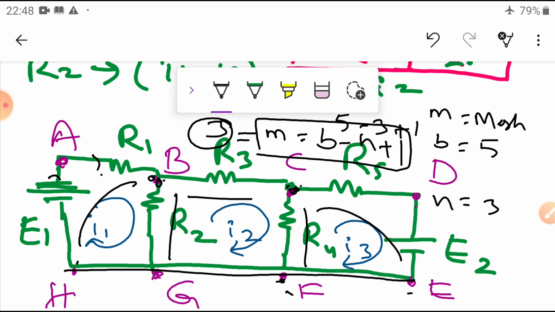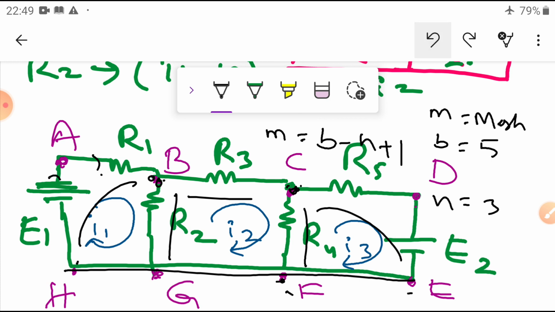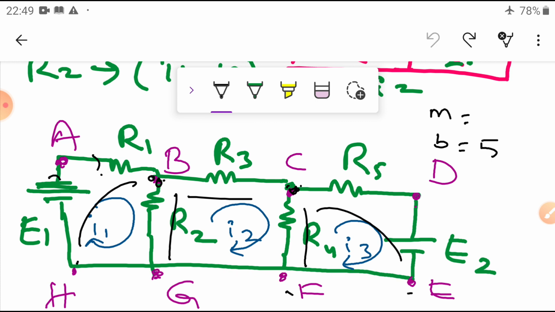So the mesh currents are I1, I2, I3. Similarly, for each circuit you find the branch currents. Find the number of meshes in a given circuit, and find the branches and everything else. Based on this, you are going to do the calculations now.